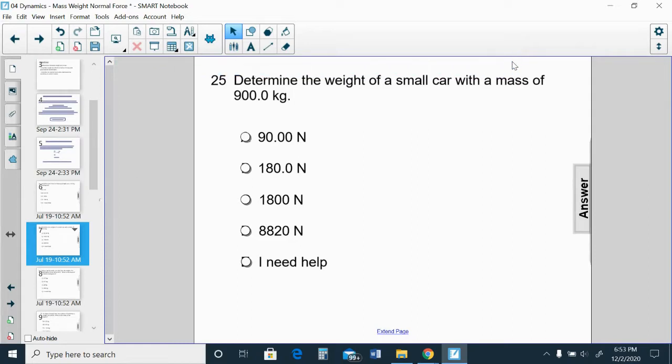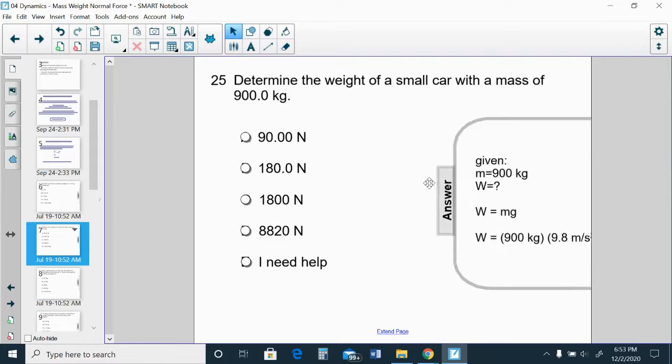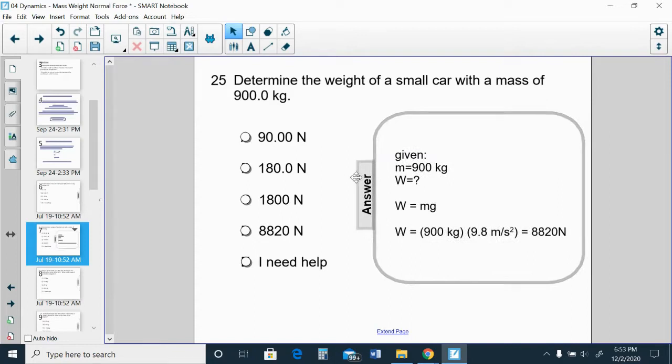Determine the weight of a small car with a mass of 900 kilograms. The correct answer is 8,820 newtons. So choice D here. So we're given 900 kilograms as the mass. What is the weight? The weight is equal to mass times gravity, which gives you 8,820 newtons.